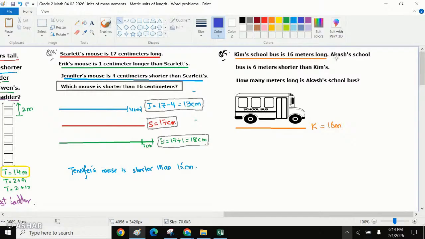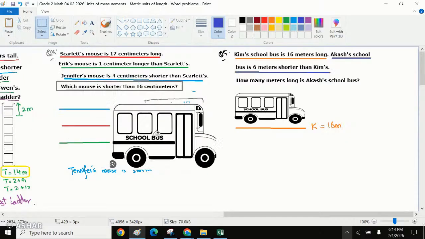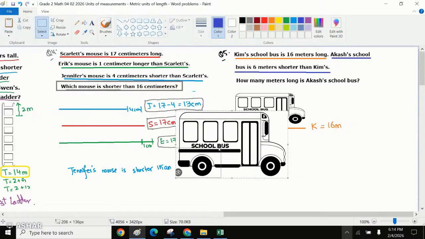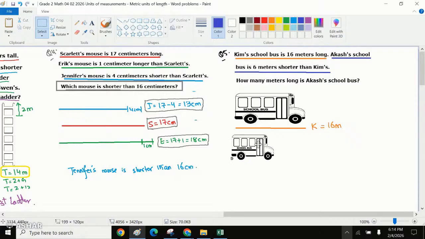Akash. Akash's school bus is 6 meters shorter than Kim's. So we need to put the bus, but this time the bus would be shorter. How much shorter? They have given us the value. They are saying that this bus is shorter by 6 meters. And this was Akash's bus.